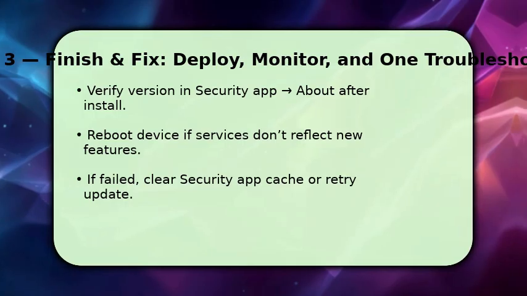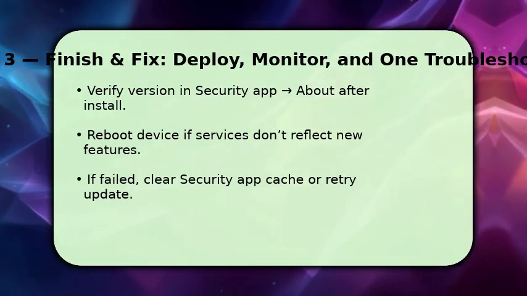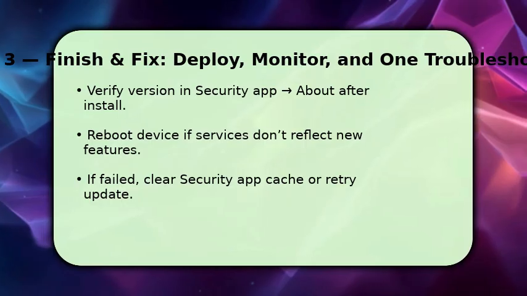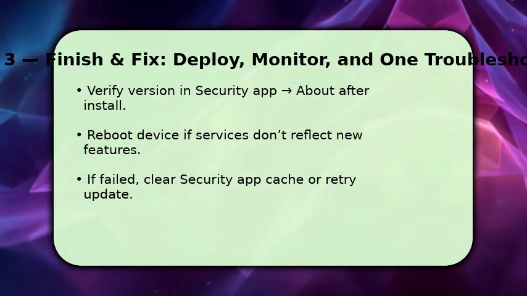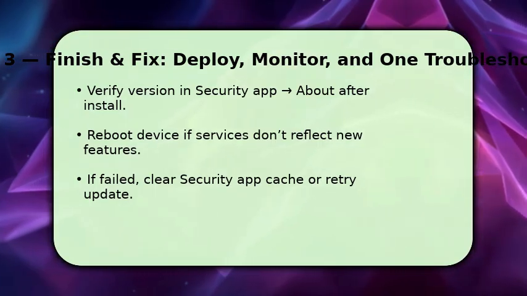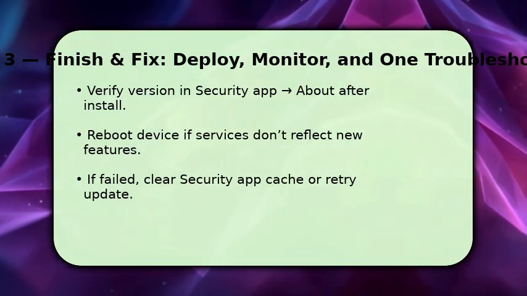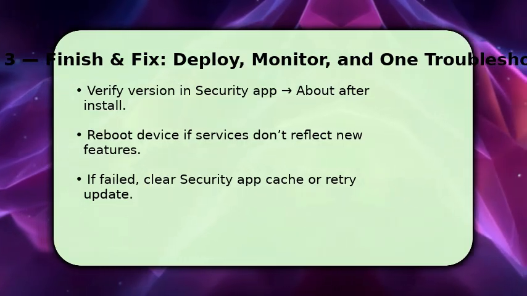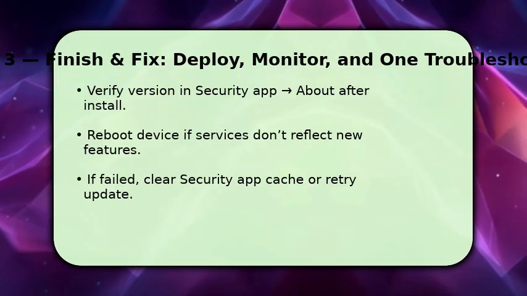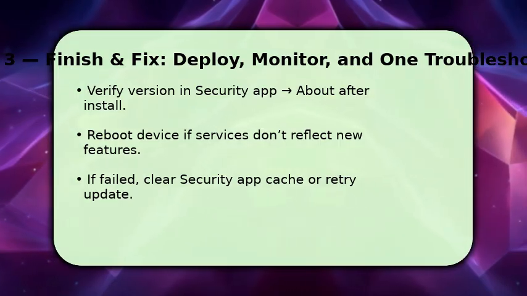If features or definitions don't appear, reboot the phone to complete service restart and make sure Play Services and System Updater are current. If the update failed, clear the Security app cache, then retry the download. A corrupt cache often blocks installation. If problems persist, record the error message and try the update again after a short wait to avoid server overload.